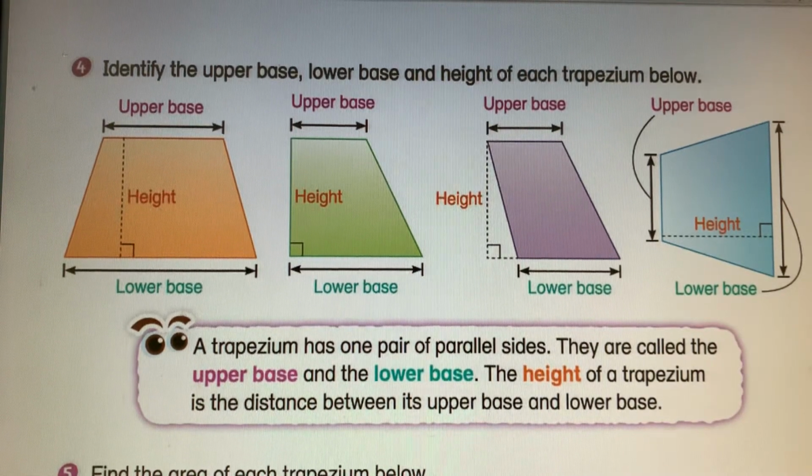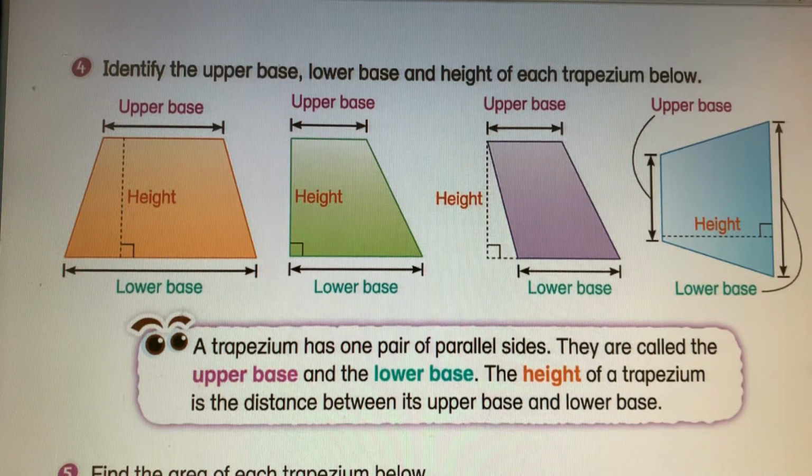Hello everyone, we are now in chapter 21, areas of trapeziums. Before we start to talk about the area of a trapezium, let's recognize the upper base, the lower base, and the height of a trapezium first. How can we find the upper base, lower base, and height of a trapezium?